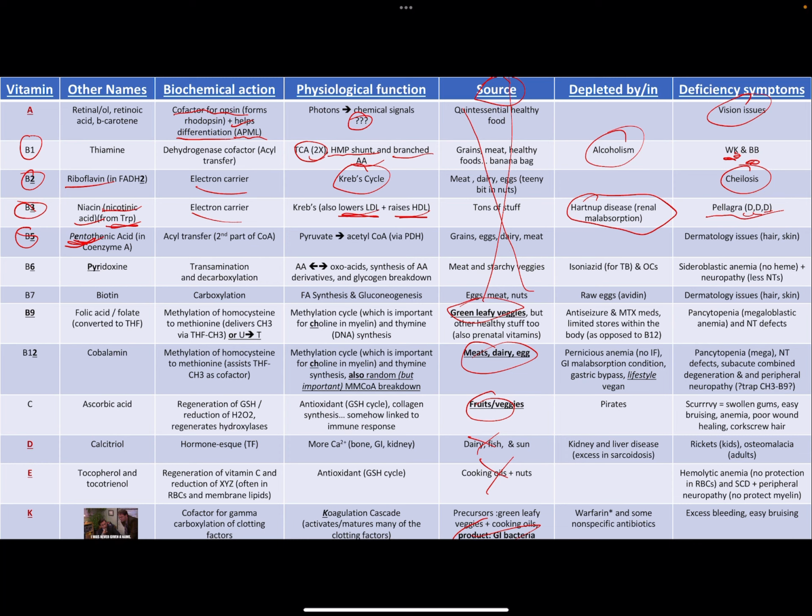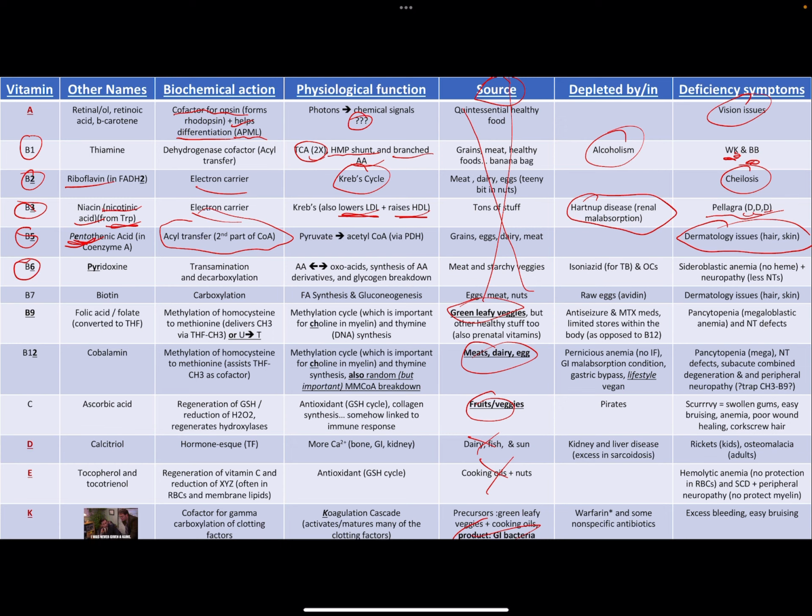B5, pantothenic acid. It's coenzyme A. It involves this structure. It's in the middle there. It helps with acyltransferases, like we see with PDH, like we see with alpha-ketoglutarate dehydrogenase, and you get dermatology issues if it's deficient.